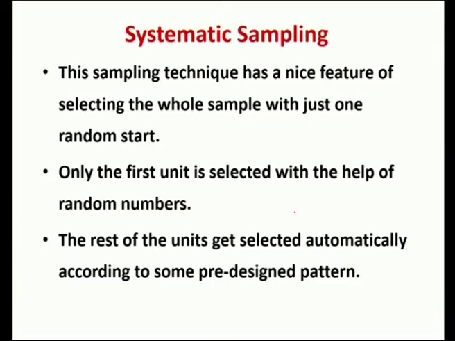So far, we have considered simple random sampling and stratified random sampling. In both of these methods, all the sample units are drawn at random. But systematic sampling is a special technique which has a nice feature of selecting the whole sample with just one random start. Only the first unit is selected with the help of random numbers, and the rest of the units get selected automatically according to some pre-designed pattern.